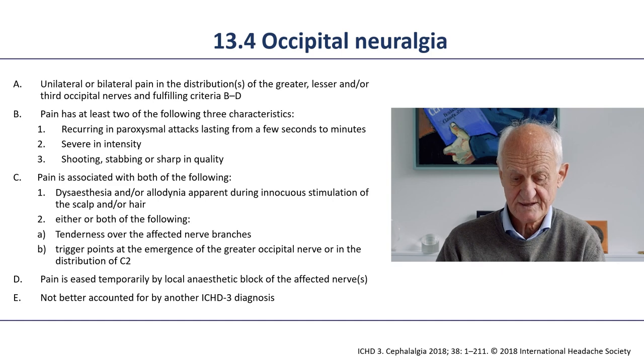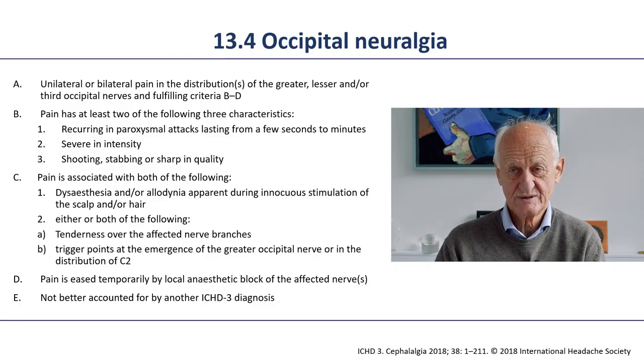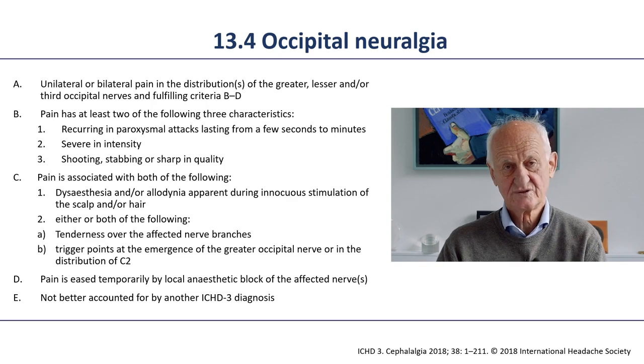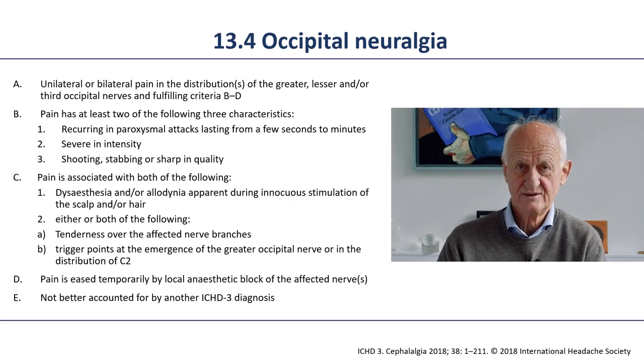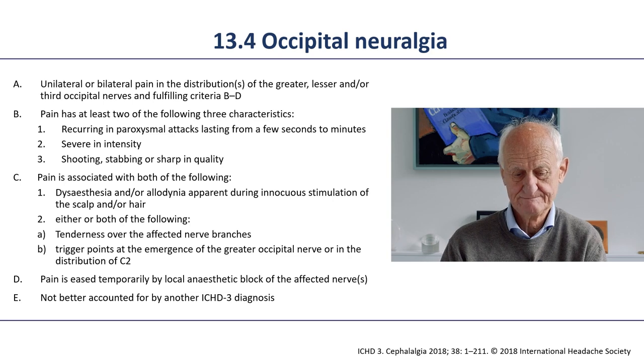So this is an example of many possible examples of research that is needed to improve the future classification. Classification research is a whole branch of headache research, which unfortunately is not as popular as it should be, but still activity in this field has been picking up.